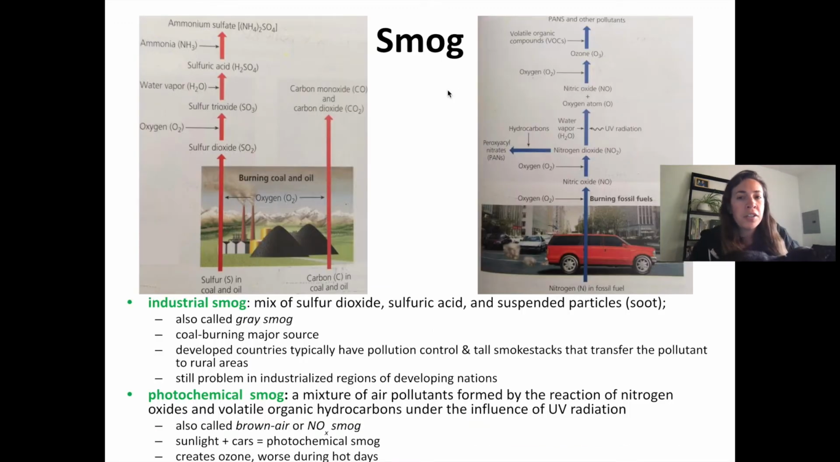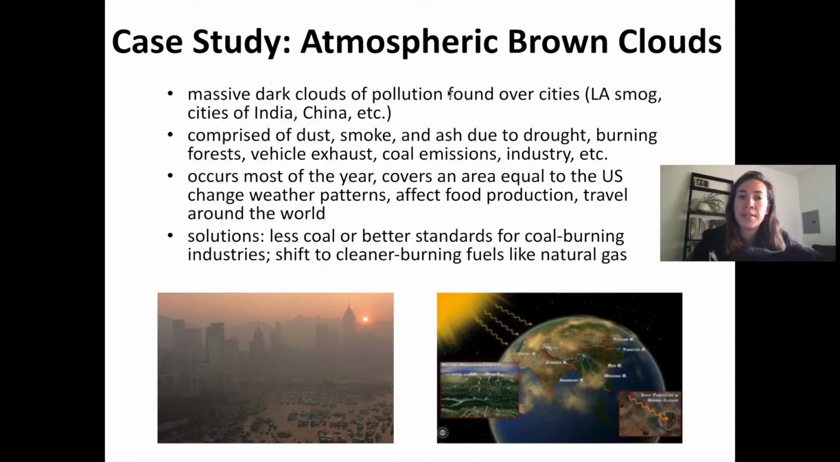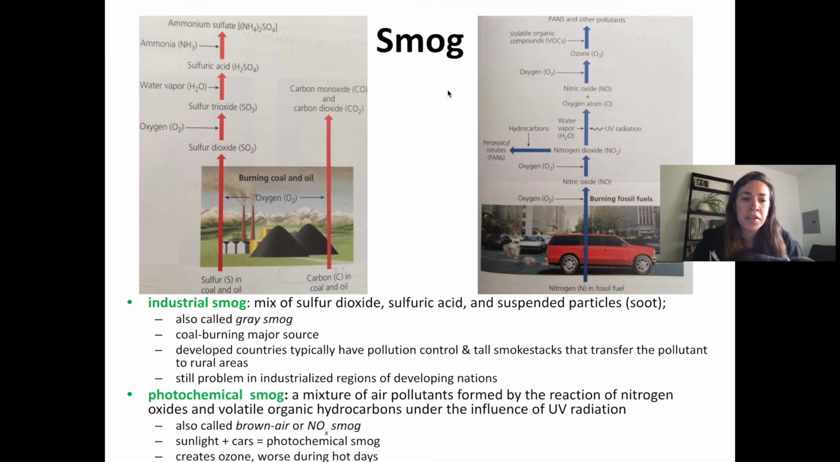So smog comes in two types, and we would associate these brown clouds with smogs. Industrial smog is going to be a mixture of sulfur dioxide, sulfuric acid, and suspended particulates, basically soot or ash that comes out of the burning of primarily coal. In industrial smog, carbon in coal is going to combust. If it partially combusts, it creates carbon monoxide. If it fully combusts, it creates carbon dioxide. And so that's going to be a significant portion of industrial smog.